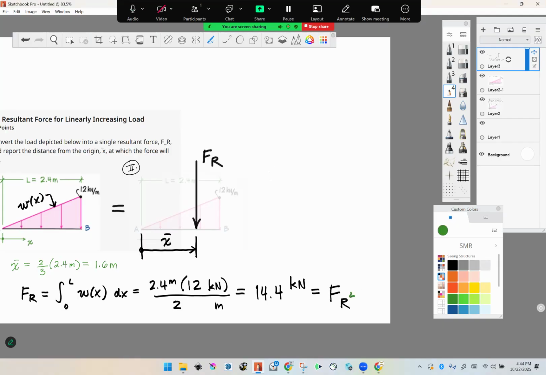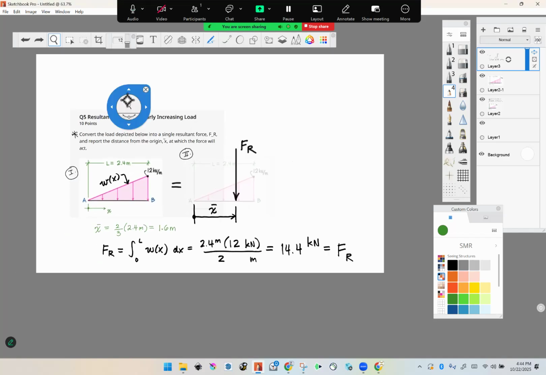So R for resultant, F for force is a common way to do that. If you wanted to call it something else like P for point load, that's okay as well. All right, that is it for this one, short and sweet.